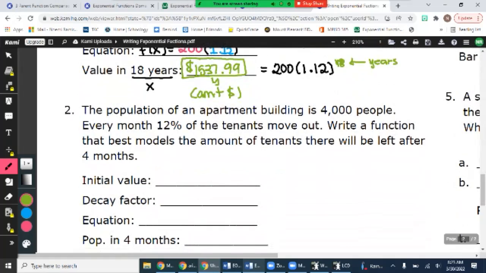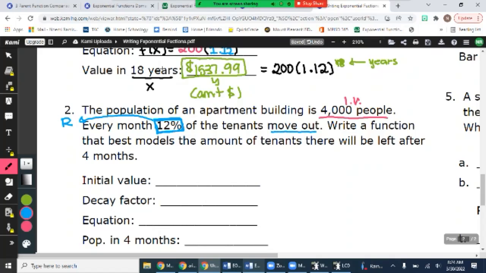Number 2. The population of an apartment building is what? That 4,000 people represents what? This is my initial value. That means that's how many people I have to start off with in my apartment building. Every month, 12% of the tenants move out. You need this 12%, but is this 12% the factor? No, because of that percent sign, that represents the rate. I'm just gonna put a little R over there.